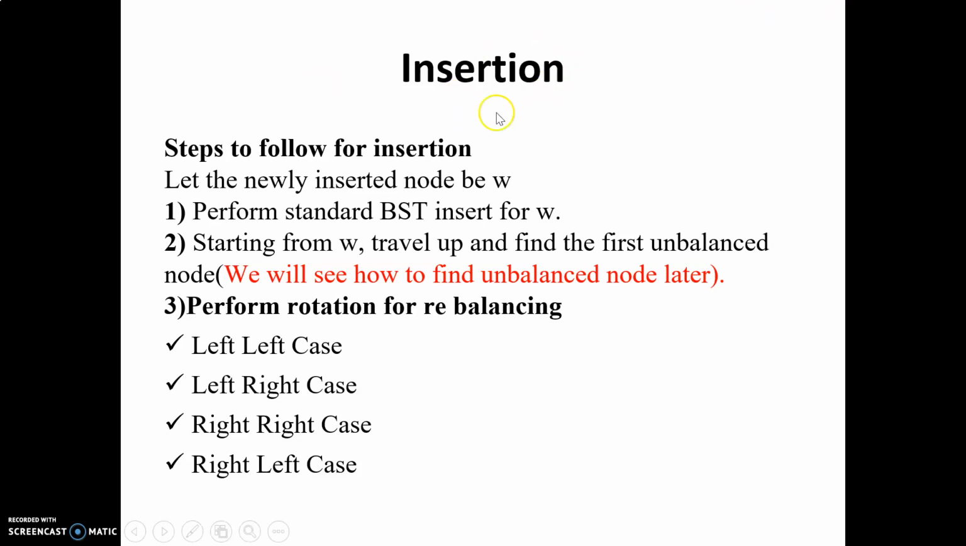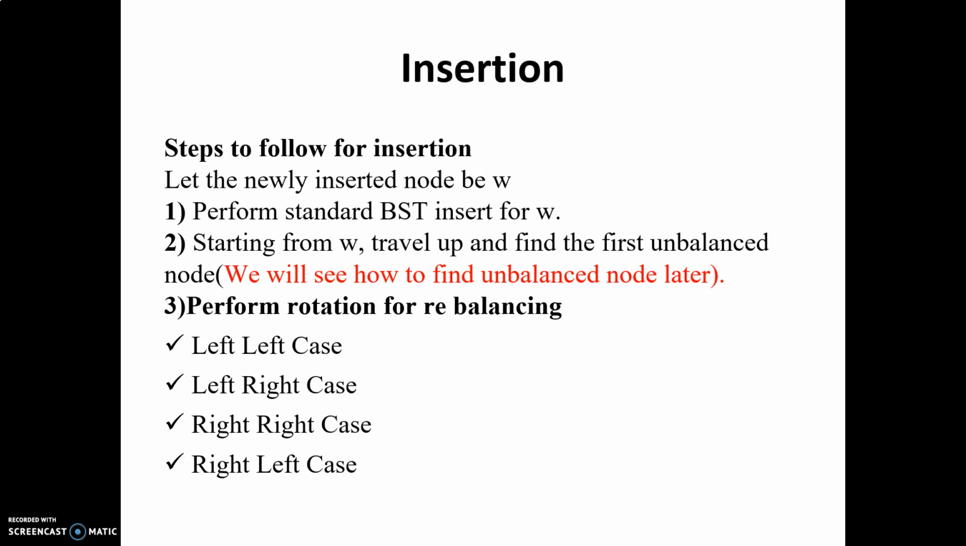Let's do the operations of AVL tree. The first operation is insertion. How to perform insertion? The first step is to perform the standard BST operation. Find the place where the new node needs to be inserted, same as we have done for BST. Then find the balancing factor. The balancing factor is height of left subtree minus height of right subtree. If the tree is already balanced, we will not perform any rotation.